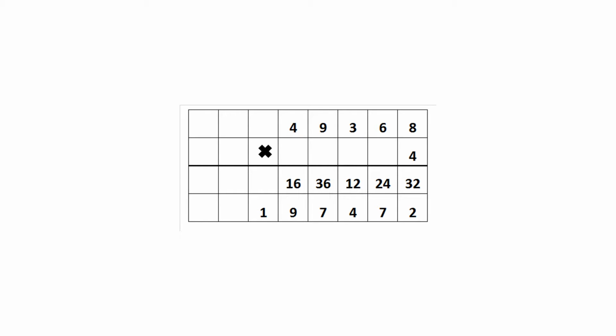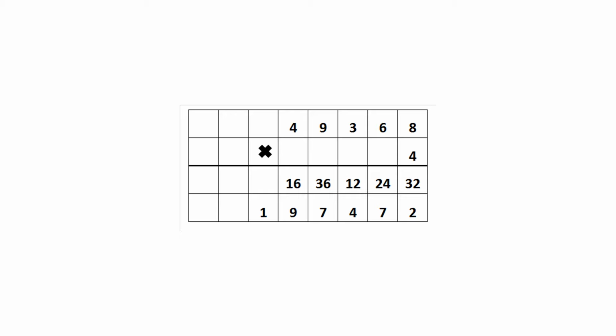This multiplication, 49368 times 4. We do 4 times each digit. 4 times 8, 32. 4 times 6, 24. 4 times 3, 12. 4 times 9, 36. 4 times 4, 16. The tuple, 16, 36, 12, 24, 32, will now be turned into an integer.